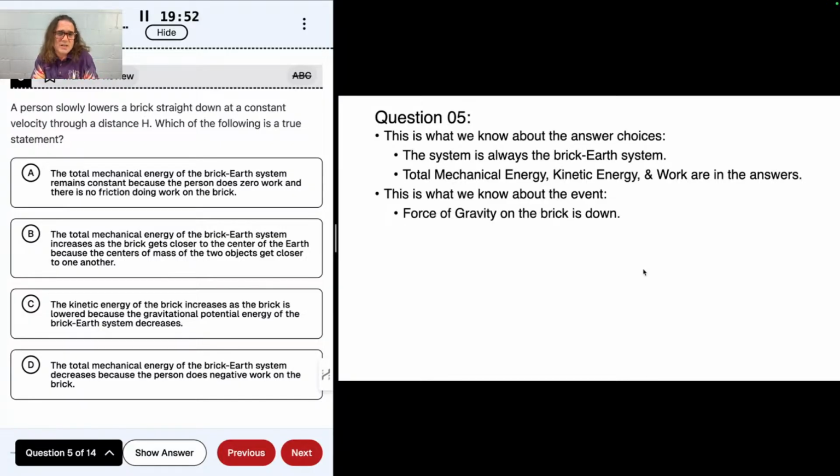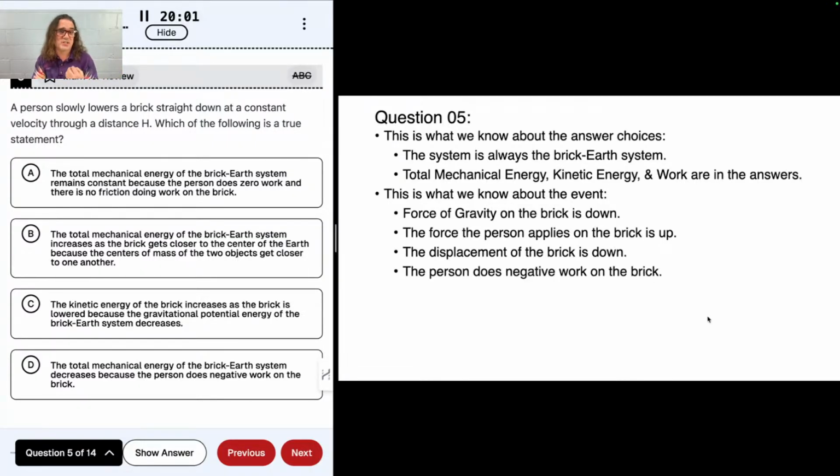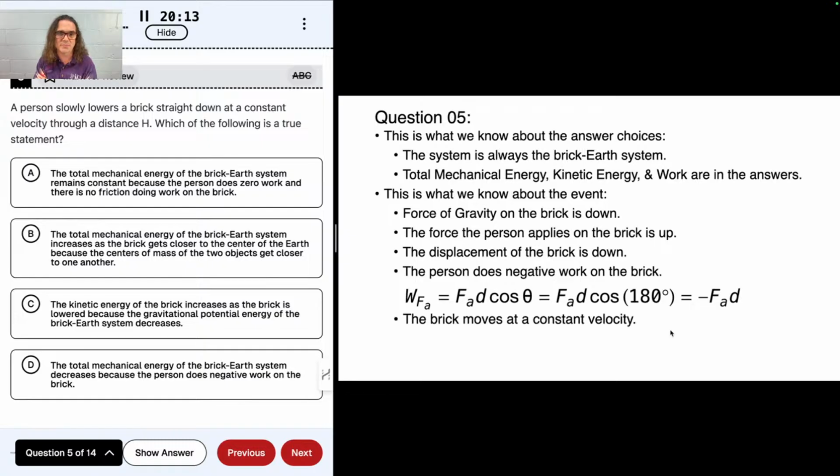So real quick, the force of gravity on the brick is down. The force the person applies on the brick is up. The displacement of the brick is down. So we know the person does negative work on the brick because that force applied is up and the displacement is down. And the angle between those two directions is 180 degrees. Cosine of 180 degrees is negative. So the force applied does negative work on the brick. The brick moves at a constant velocity. So these are all things we know about the event.